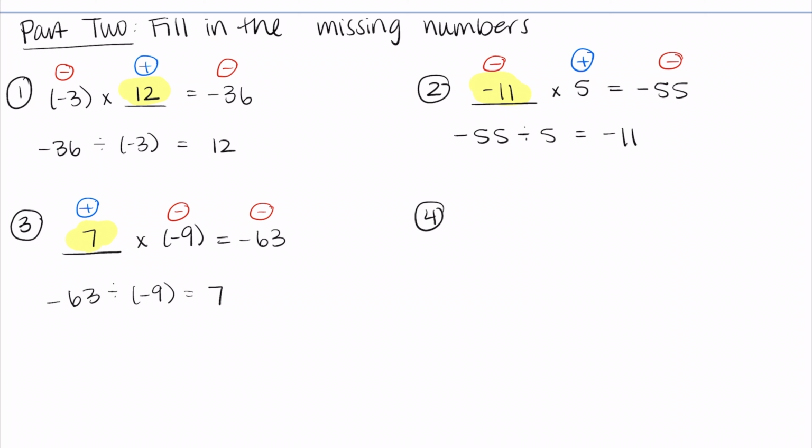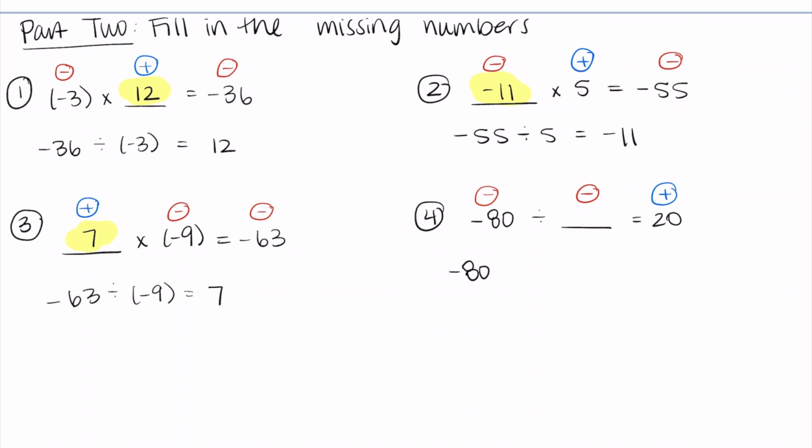Now we will get into our final practice problem for today's lesson. For number 4, we have -80 divided by blank equals 20. -80 is negative. Our answer 20 is positive. So our missing number and the blank will also be negative because we know that a negative divided by a negative gives us a positive answer, right?